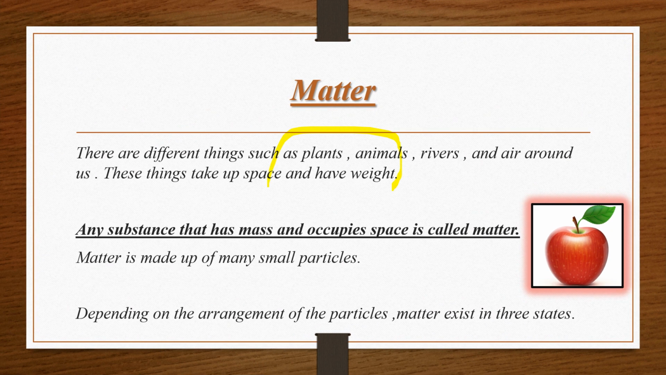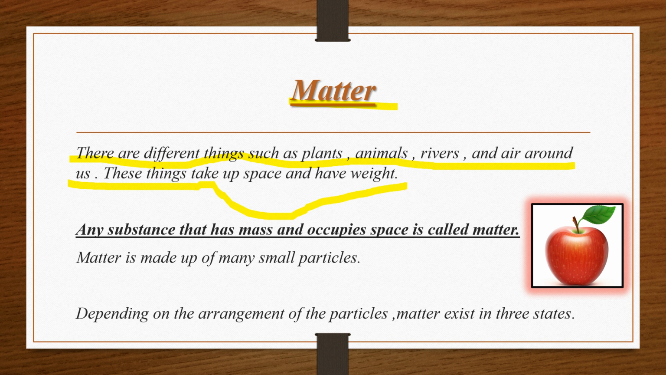Now, what is matter? Dear students, there are different things such as plants, animals, rivers, and air around us. These things take up space and have weight. For example, see an apple. It has some weight and it occupies some space. So, any substance that has mass and occupies space is called matter.